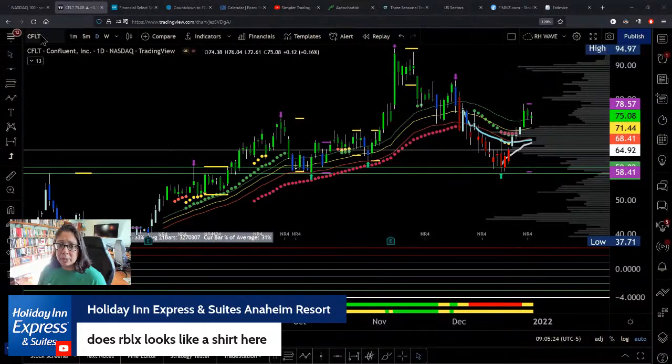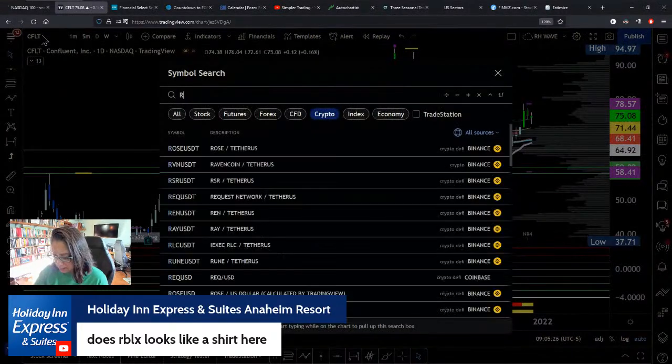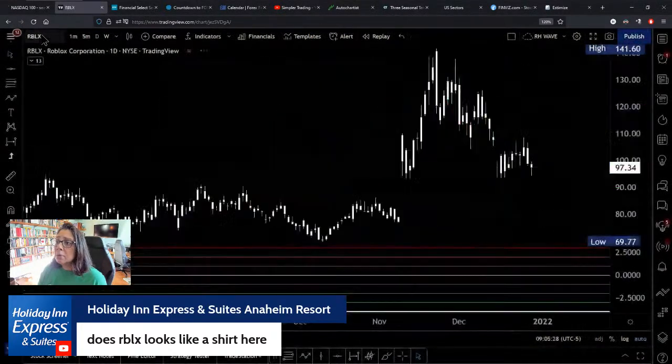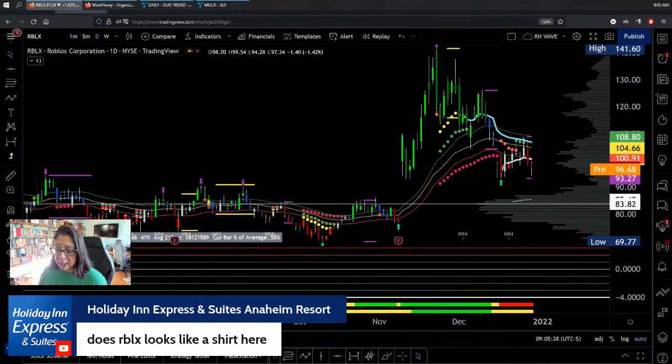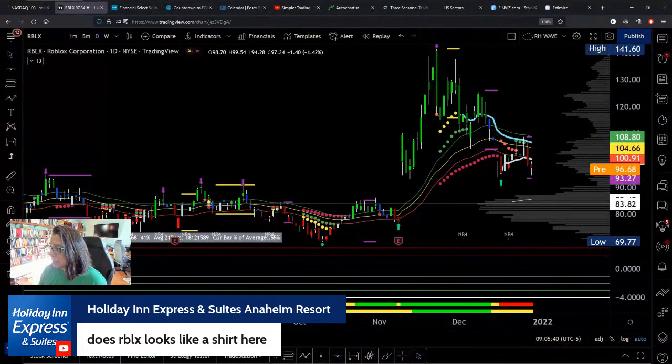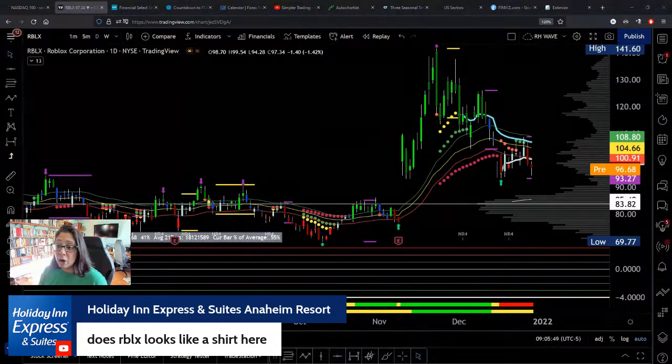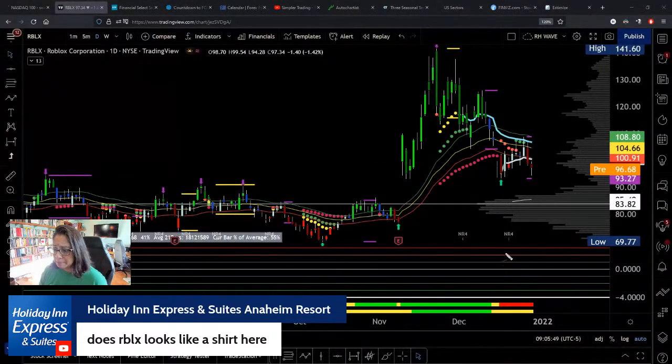Does Roblox look like a short here? A short? Well, let's go back to structure before everything else. I think we have a really choppy market in Roblox. Hang on, let me get my drawing tools here. All right, so I think we have a pretty choppy market. I'm not going to say that arbitrarily. It's always going to be some kind of visual process.